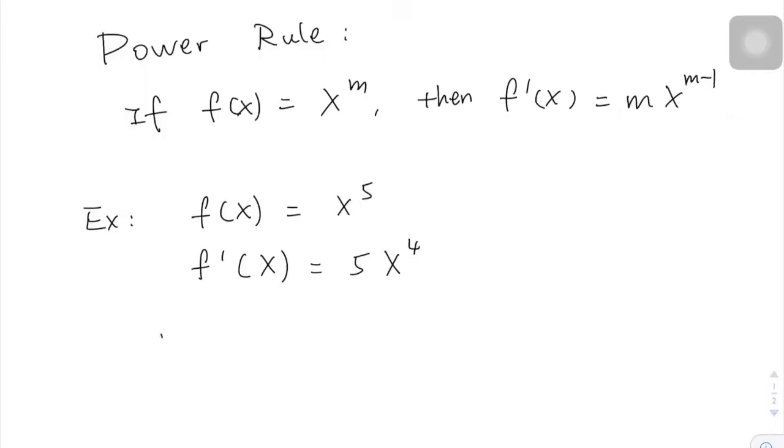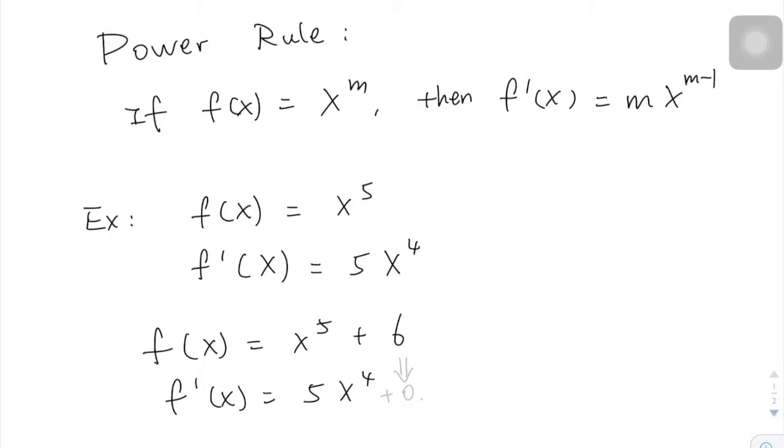As we combine the power rule with the rule that the derivative of a constant is 0: f(x) equals x to the 5 plus 6, then f prime x will equal 5x to the 4 plus 0, because 6 is a constant and the derivative of a constant is 0. Every function with a power should be worked out by using this power rule.